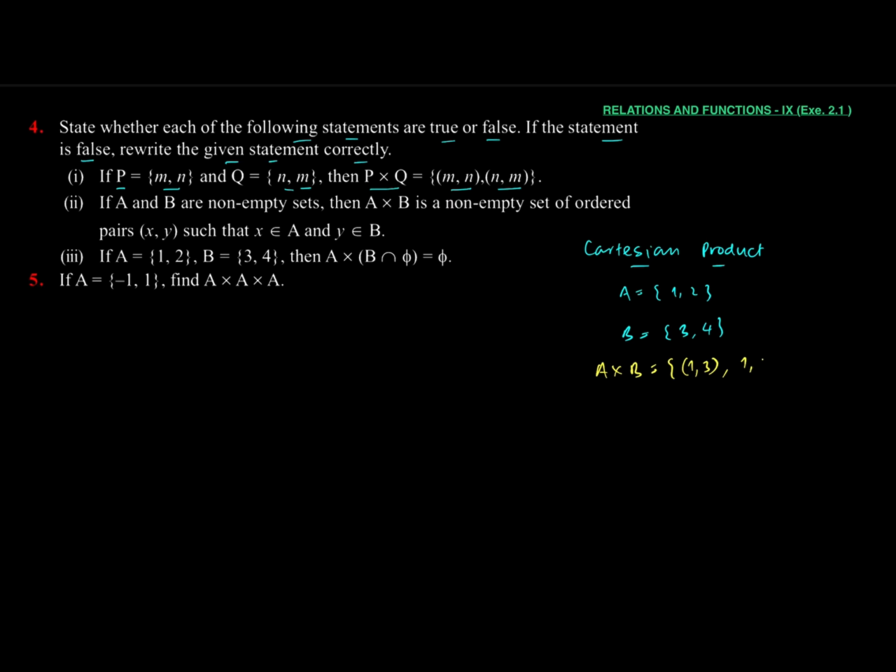The second element will be (1, 4), that is this element and this element. Similarly, the third element will be (2, 3), and the last element will be (2, 4). So each of these elements forms an ordered pair such that the first element of each ordered pair belongs to the first set, that is set A, and the second element belongs to the second set, that is set B. We have already gone through the definition in our previous video.